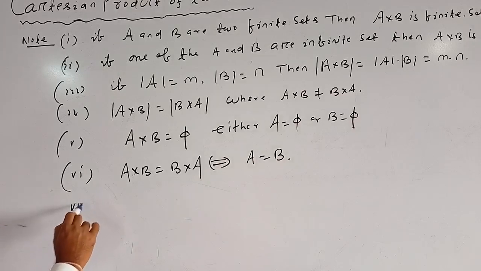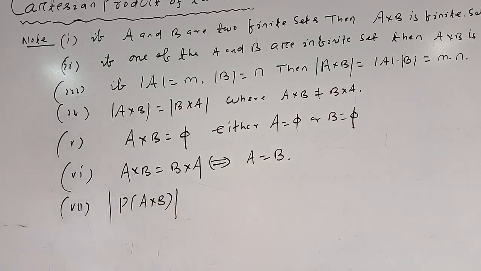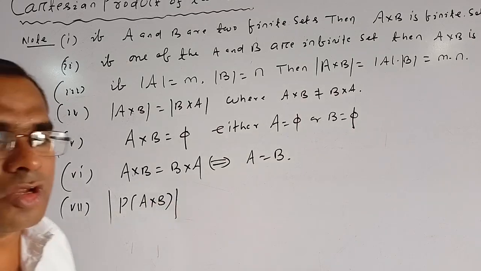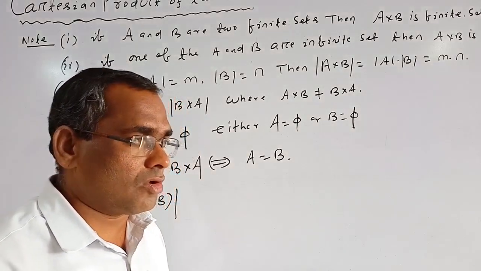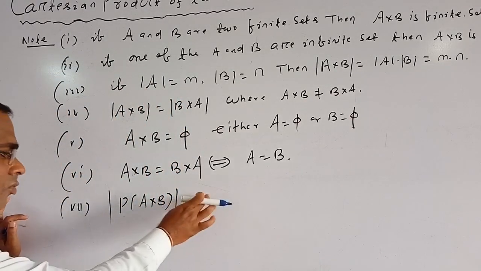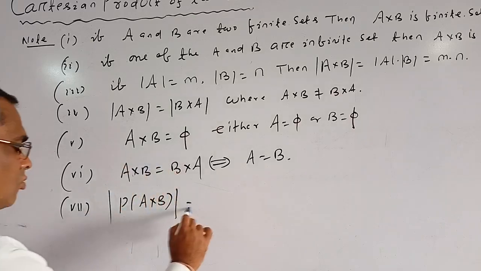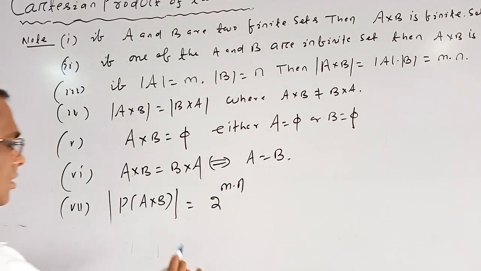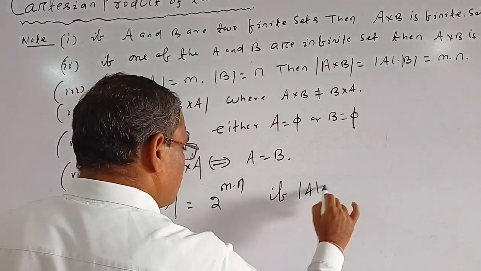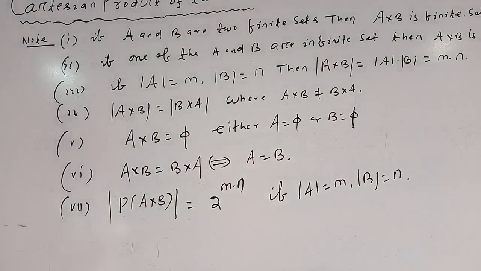Then number 7: the cardinality of P of A cross B. You know P of A cross B means the power set of A cross B, the collection of all subsets of A cross B. The cardinality of A cross B is equal to mod A into mod B, that is m into n. Then the power set of A cross B has 2 to the power m into n elements. Whereas if mod A is equal to m and mod B is equal to n, then mod of P of A cross B is equal to 2 to the power m into n.